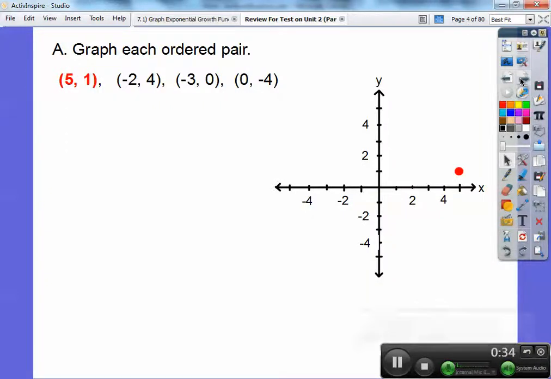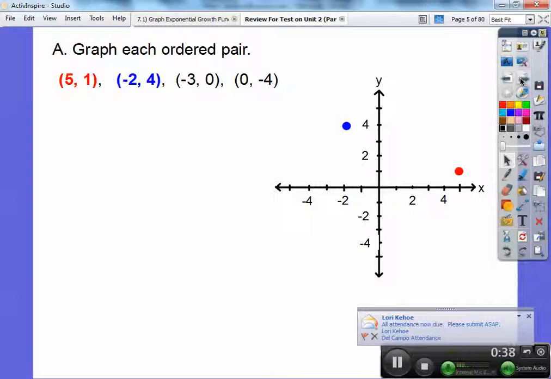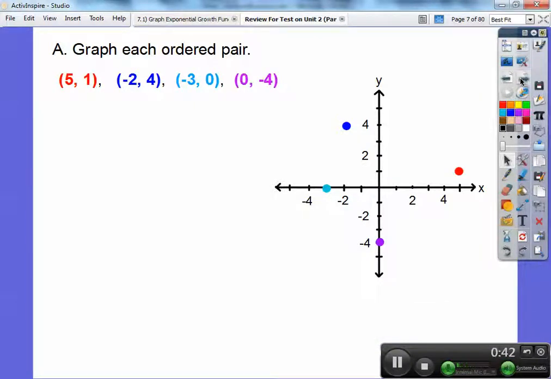So there's to the right 5, up 1. There's to the left 2, up 4. To the left 3, up 0, and then to the right 0, down 4. They all four are right there. You guys should be getting good at that stuff right there.